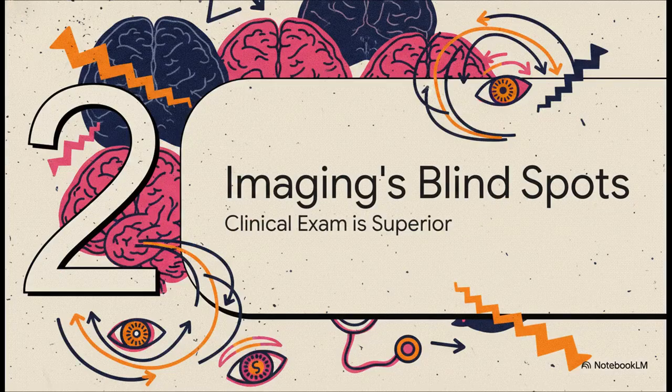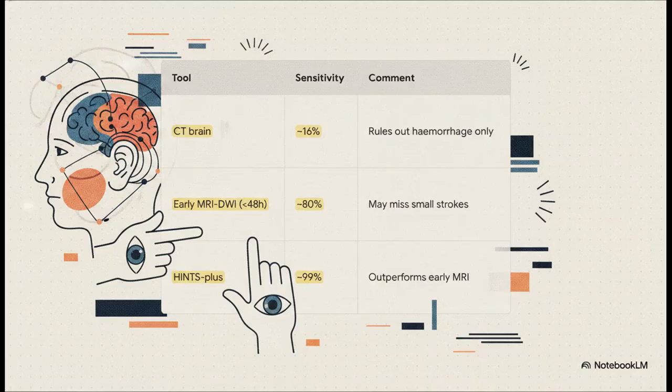Now, speaking of imaging, this is so important. We're all trained to think of scans as the ultimate truth teller, right? But the reality is, in acute vertigo, they have some really dangerous blind spots. And this is exactly why your clinical skills, especially that HINTS Plus exam, are absolutely vital. Just take a look at these numbers.